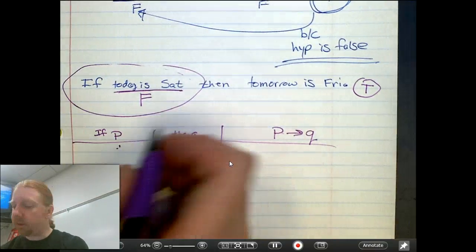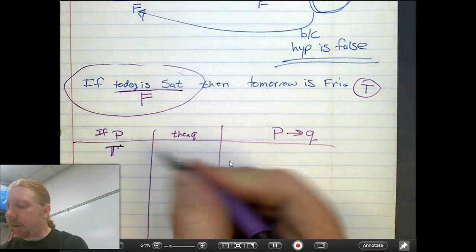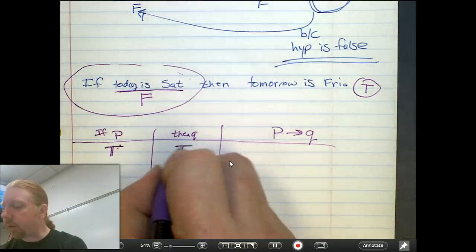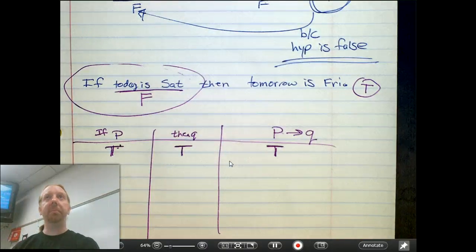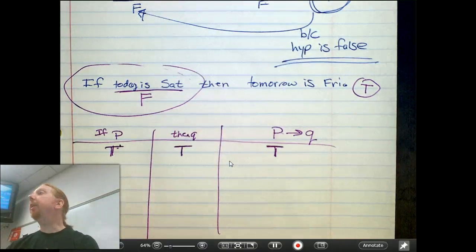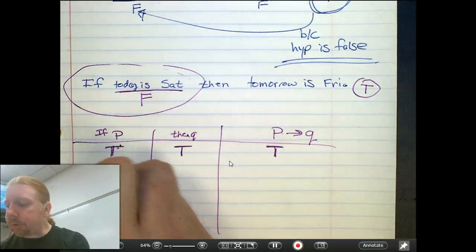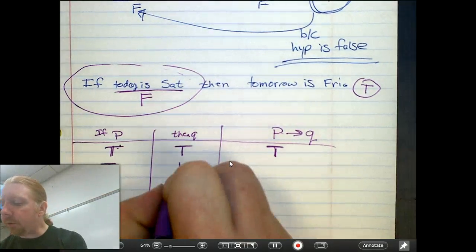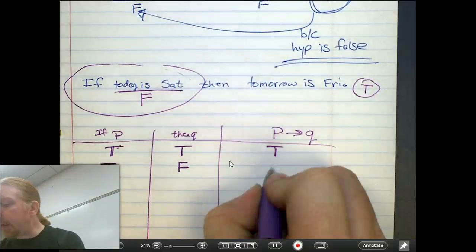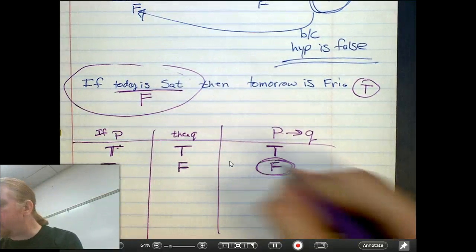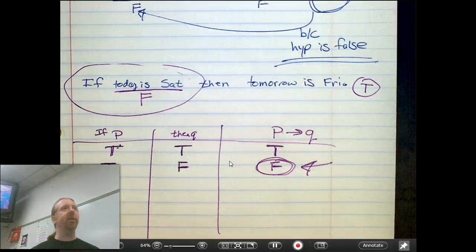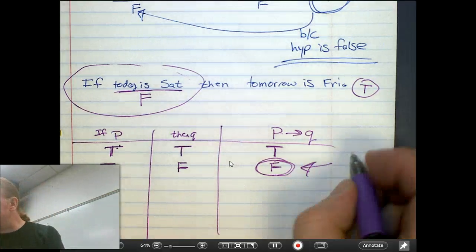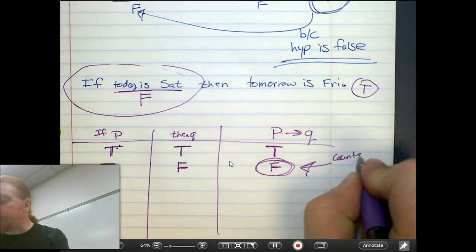If P is true and Q is true, then the whole statement is true. The counterexample is the one time we start off with a true and go to a false. That's the time a conditional statement is false. It's the only time a conditional statement is false, when I have that counterexample.